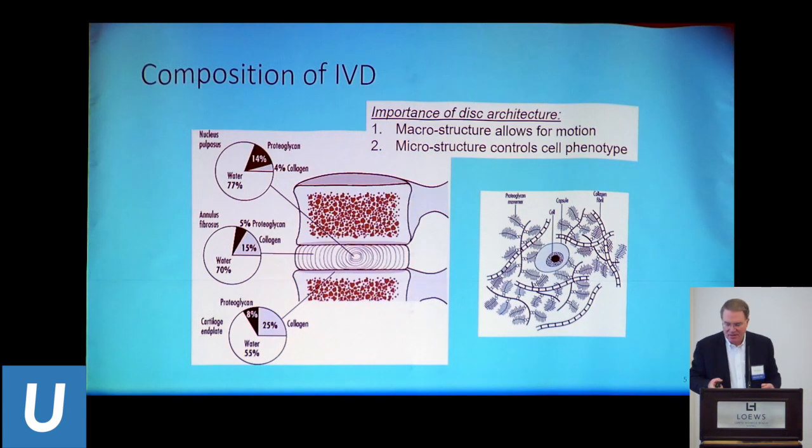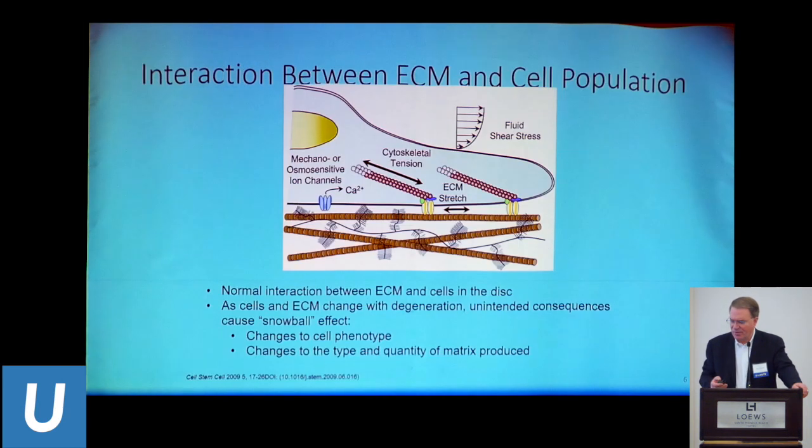Now within that hydrated environment, there is a sparse but active cell population. There are living cells called nucleus pulposus cells. And they live with some other constituents in the extracellular matrix of the nucleus pulposus. So there's an interaction that goes on between the elements of the ECM and the NP cells.